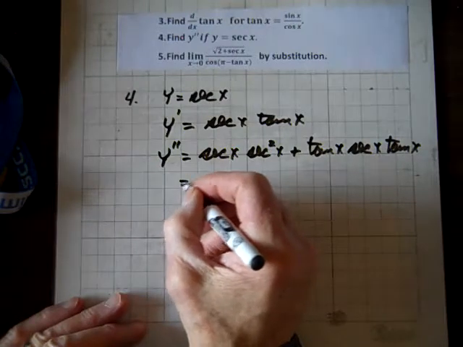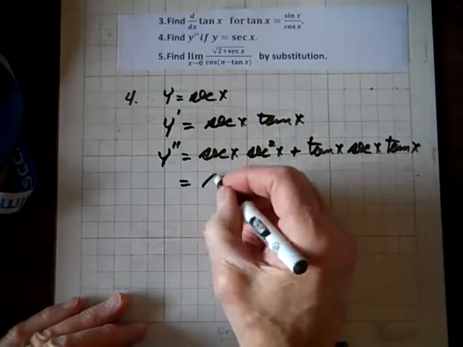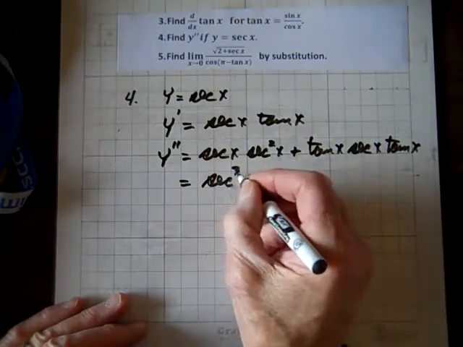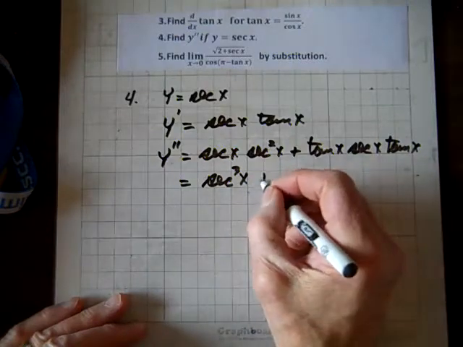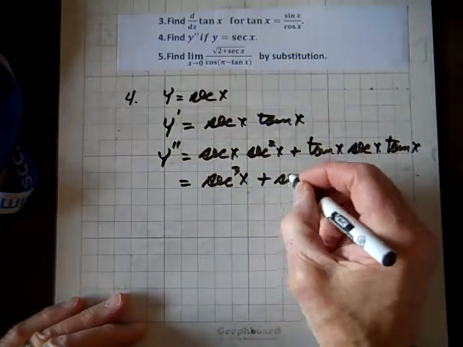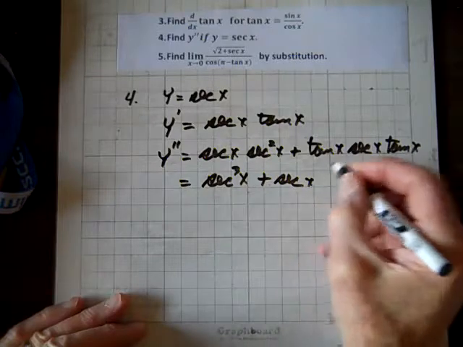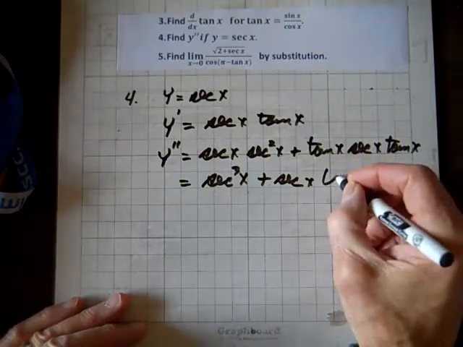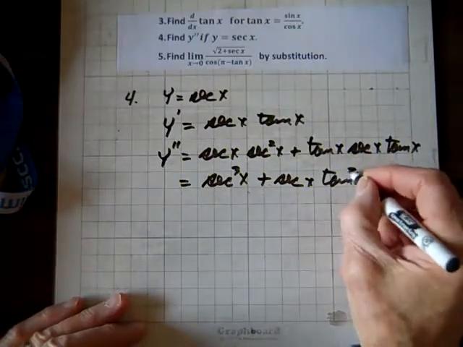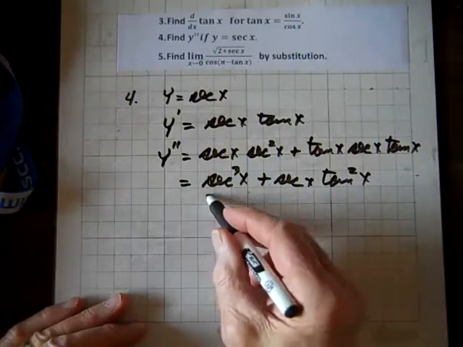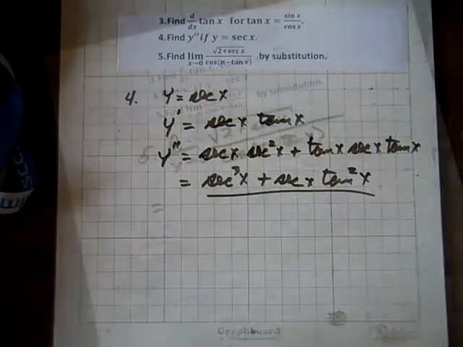And let's simplify that, so it looks like we have a secant cubed of x plus secant x, and we have 2 factors of tan x, so that's going to be tan squared of x, and we've got it. Good.